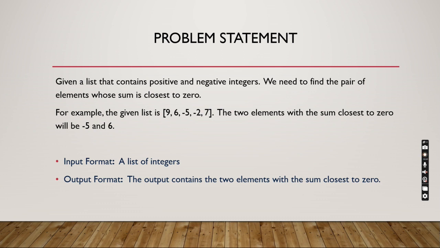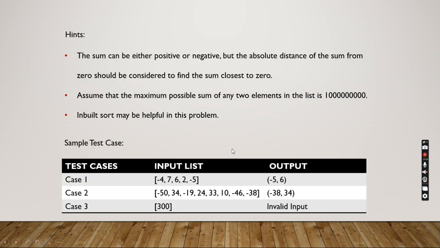Starting with the problem statement, we have a given list as input which contains positive and negative integer elements. We have to find the pair of elements whose sum is closest to 0. We can also assume that the sum can either be positive or negative, but the absolute distance from the sum to 0 should be considered to find the sum closest to 0. Next, we can assume the possible sum of any two elements in the list is 10 to the power 9. There are 3 test cases that I have taken to come up with the final code.